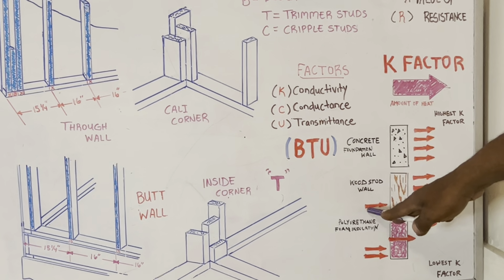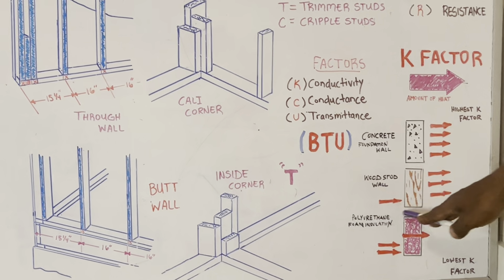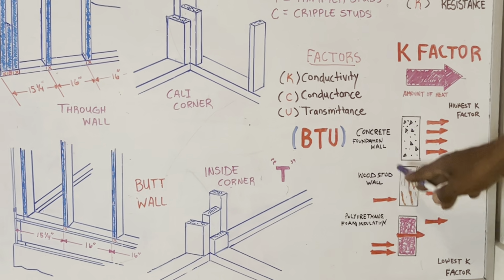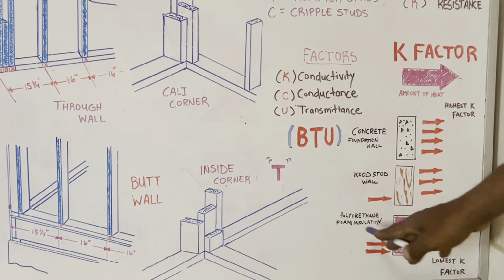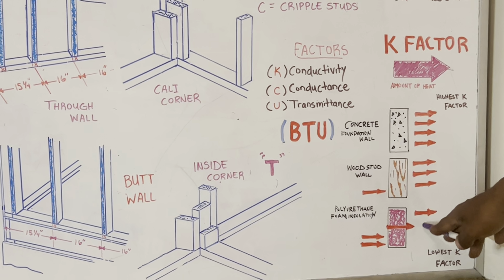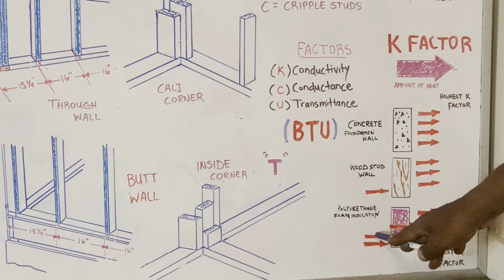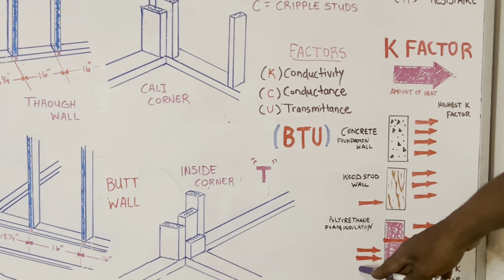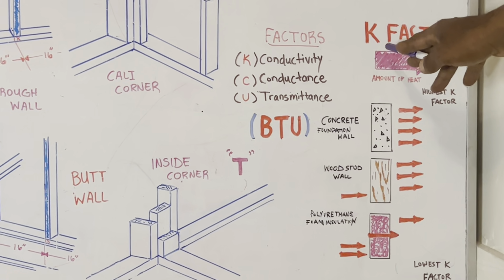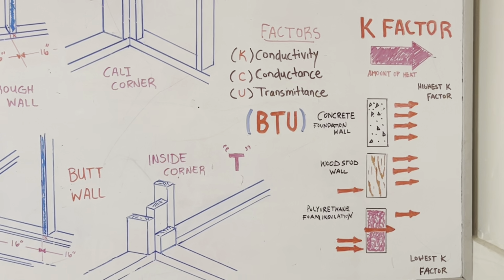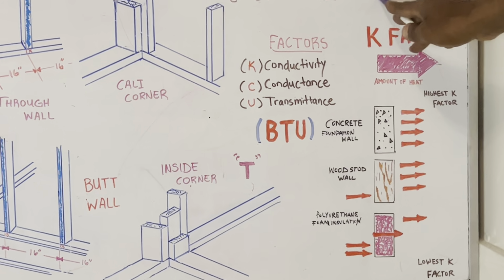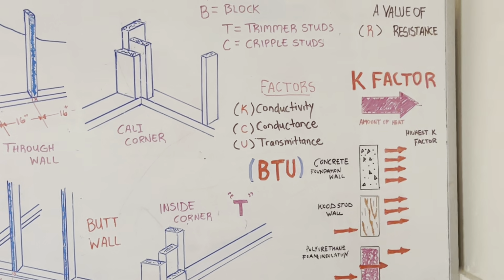It slows down your transfer of heat more than concrete. Now look at the polyurethane foam insulation. This is really retarding, or slowing down, the transfer of heat. This is how your K factor is set up, which is a factor that contributes to your R value, which is a value of resistance. Okay, let's keep on going.